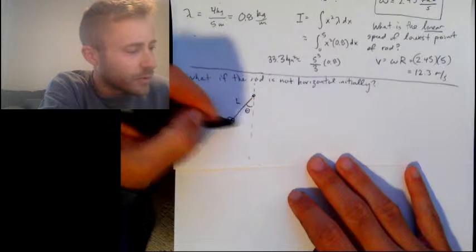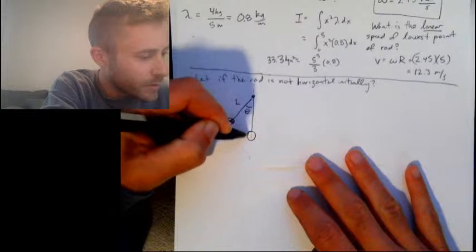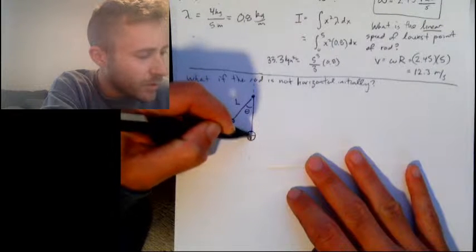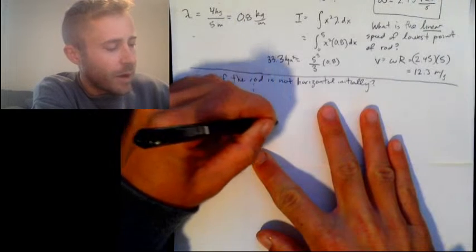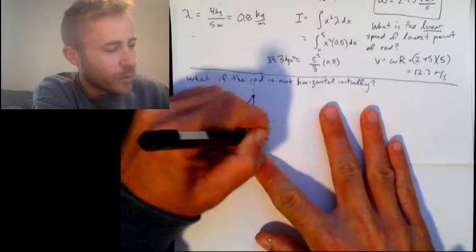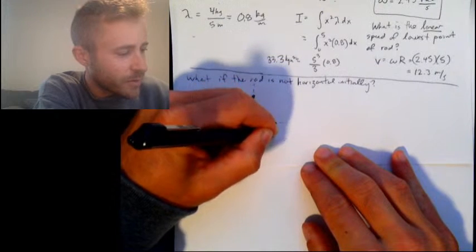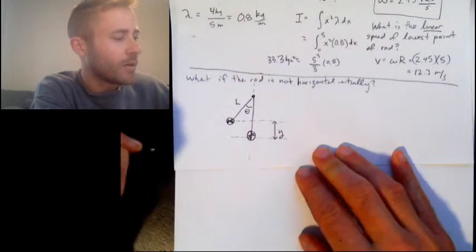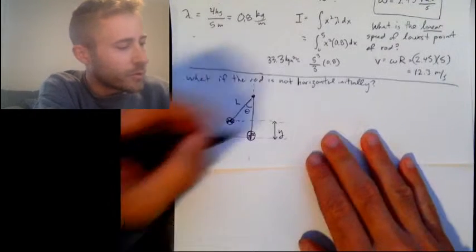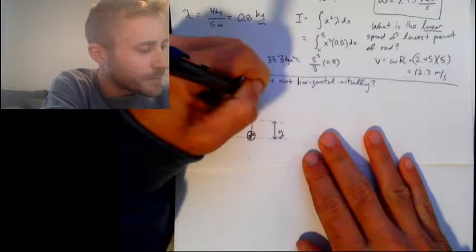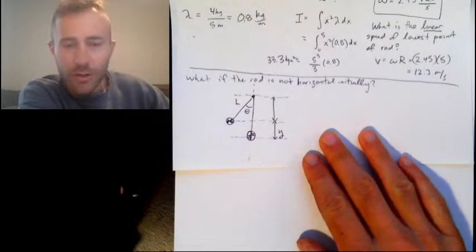So it's going to swing to the vertical like this, and the question is, how high was it when it started? What is this distance right here? What we need to do is a little trigonometry. So let's figure out what that distance is right there.